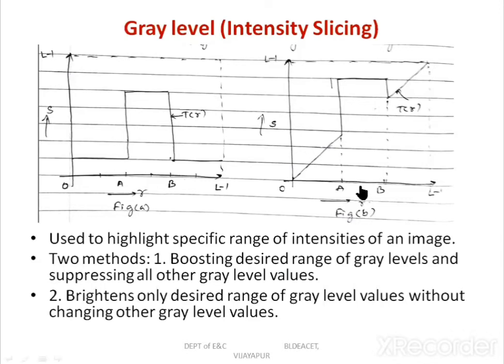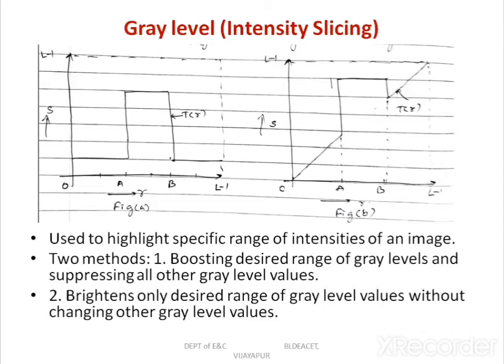If you observe the diagram, between A and B, the pixels whose gray level values are between A and B are boosted up, they are brightened. However, the pixels whose values are between 0 to A and B to L minus 1 are kept as they are. This particular kind of application, we call gray level slicing.